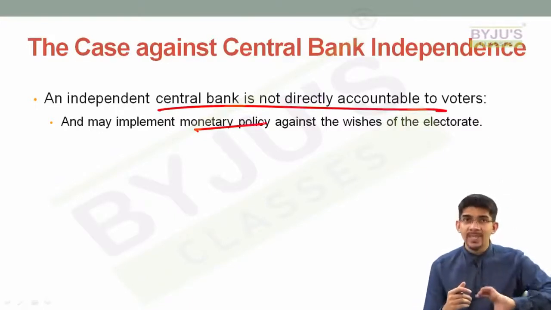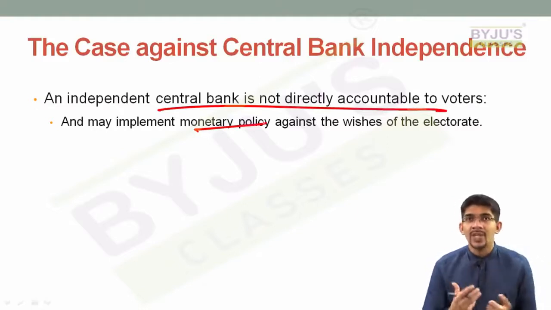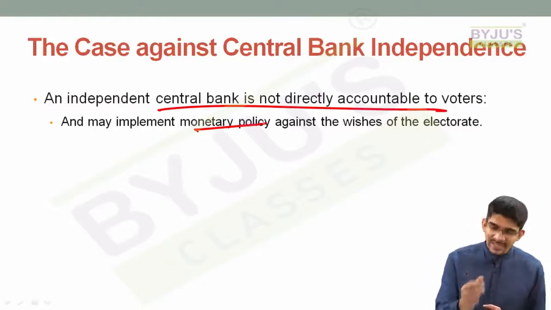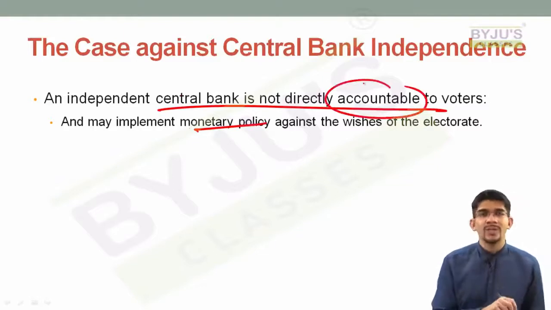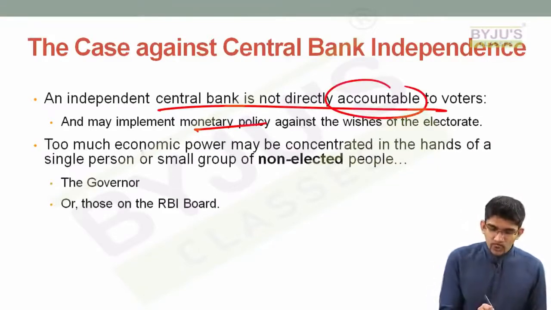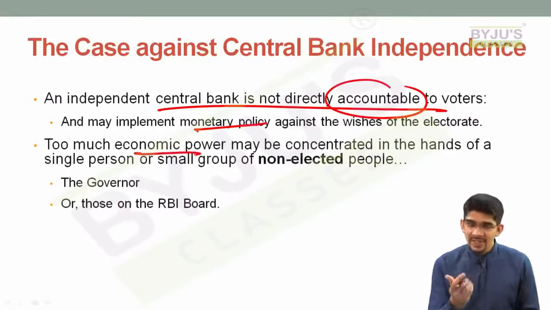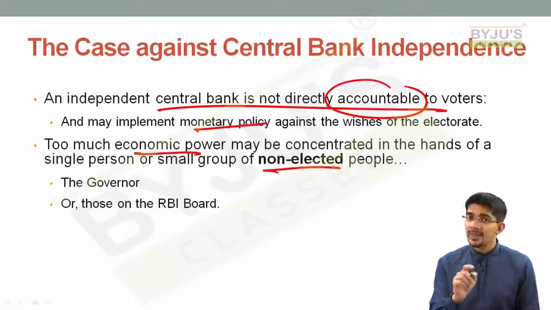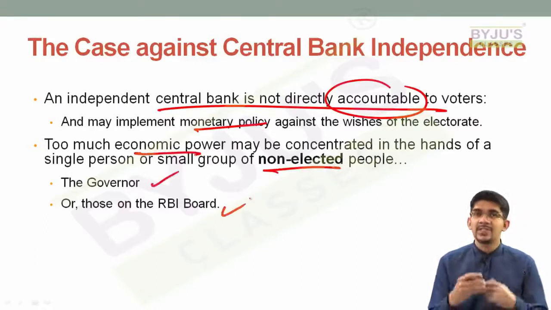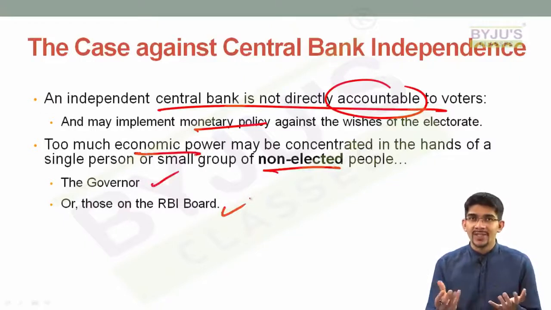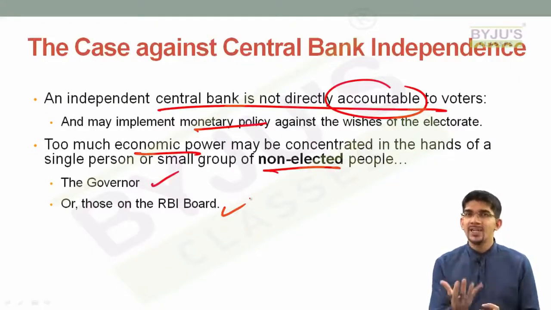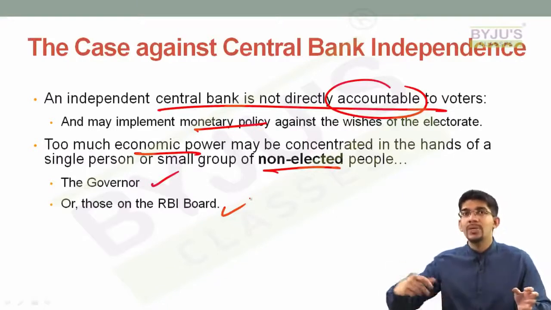Also, the government might sometimes blame RBI for not allowing India to develop, etc. So these are situations in which this accountability issue becomes a problem. And too much economic power has been concentrated in the hands of non-elected people. Another big criticism: the governor, even if it's a board, they are all non-elected. Appointed by the government, of course, but still non-elected. So how can they have so much power and independence? They should be more accountable to the people.